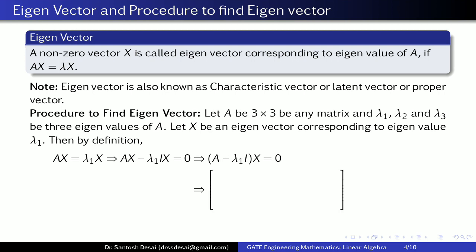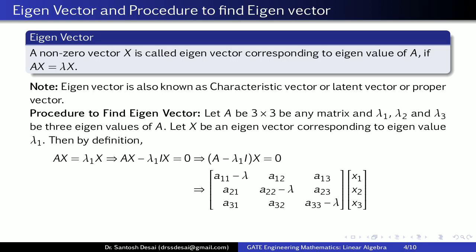And this implies that A minus lambda 1 I is nothing but the matrix given by a11 minus lambda, a12, a13; second row is a21, a22 minus lambda, a23; third row is a31, a32, a33 minus lambda, into x, which you can take as x1, x2, x3, and this is equal to 0, 0, 0. Now, if we write the equations from this matrix notation, we will get a system of linear equations, and these are homogeneous.